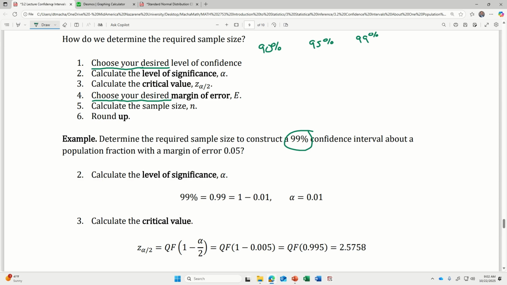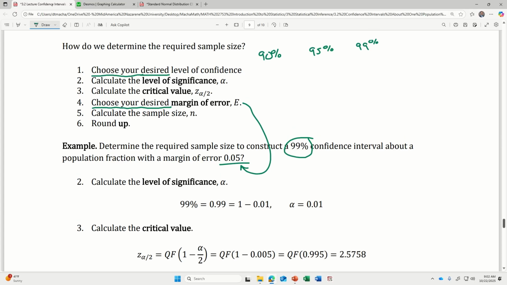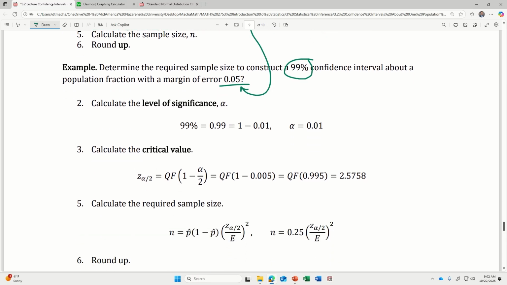Step number 4, choose your desired margin of error. That's already given to us. My desired margin of error is 0.05. And so this is what we do to calculate the sample size.